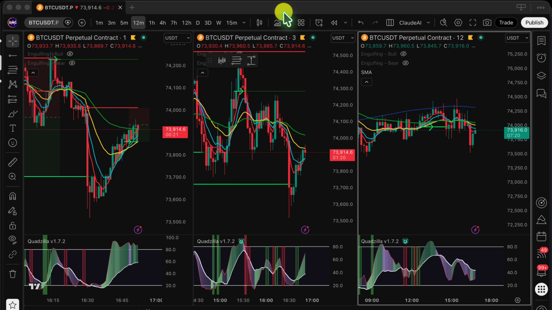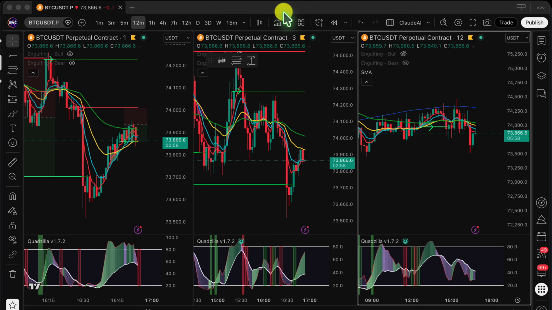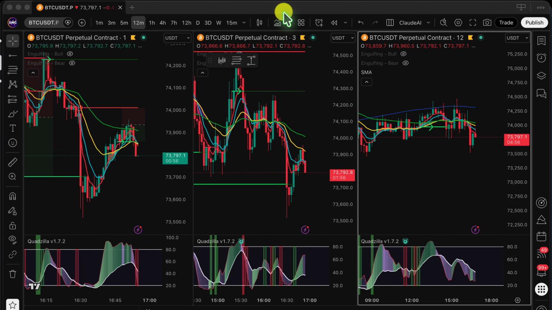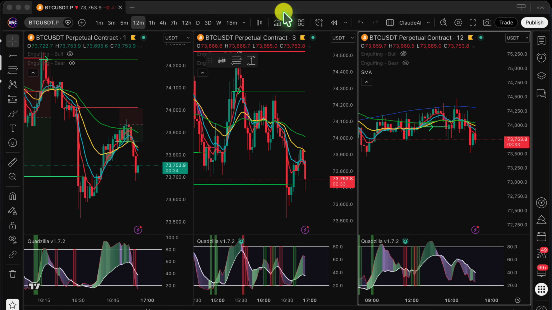But I do think using Claude AI is going to become part of my arsenal to help me understand what Quadzilla is showing, and also to do things like that top-down analysis. So if somebody asks me about a certain asset, I can plug it into that and see what we think really. So I think it's going to be really, really useful.